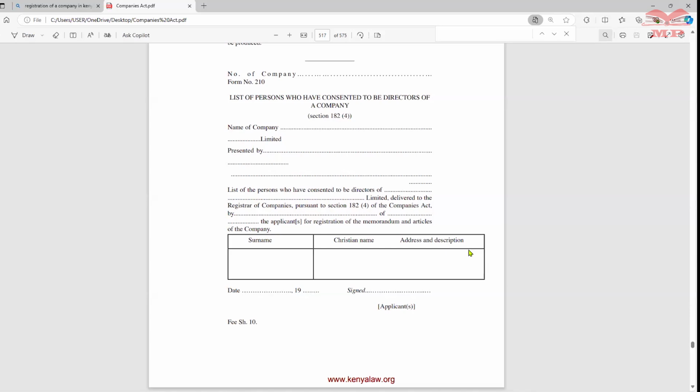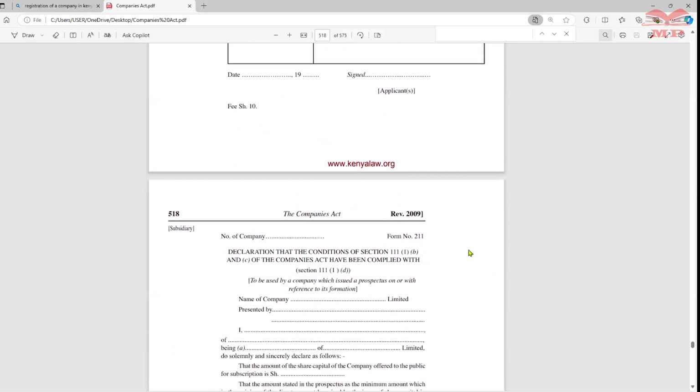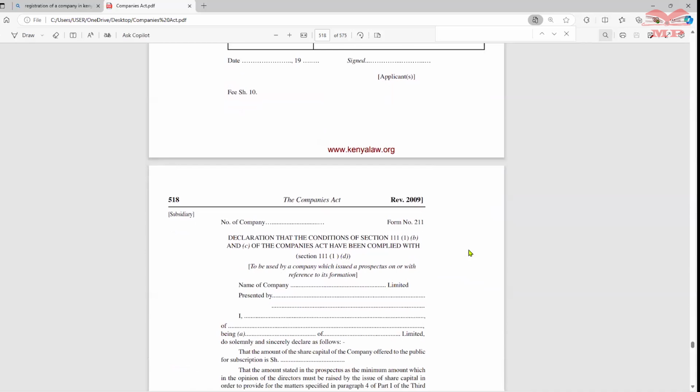We talked about Form 209. You as an individual, you have consented. We go ahead and talk about Form number 210, which is a list of persons who have consented to be directors of the company. It also provides the same, the name of the company presented by, and these are the lists, read with Section 182(4) of the Companies Act. Your names are provided. It is also signed. The statement of the nominal share capital is also provided, and this is for taxation purposes, pursuant to Section 39 of the Stamp Duty Act.